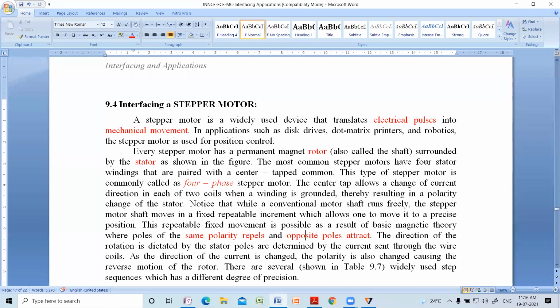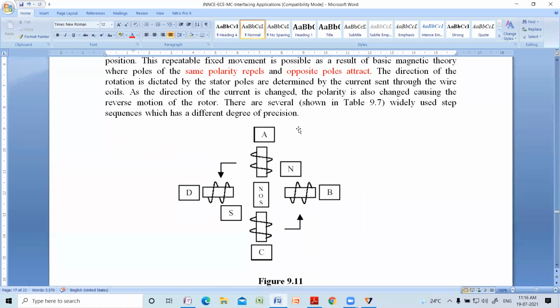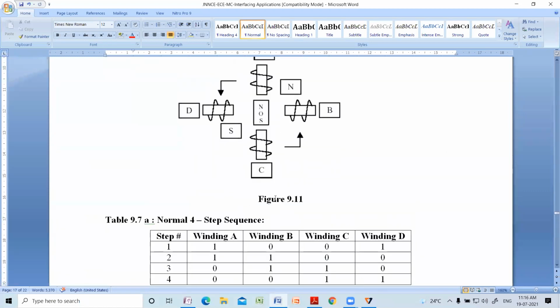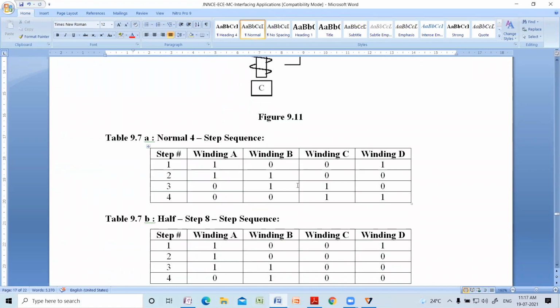There are several widely used stepper sequences which have different degrees of precision. So this is the diagram: the normal 4-step sequence. There are 4 shafts actually, A, B, C and D, to which there will be a winding, normally called the stator. In the normal 4-step sequence, 2 windings are energized: winding A and winding D.